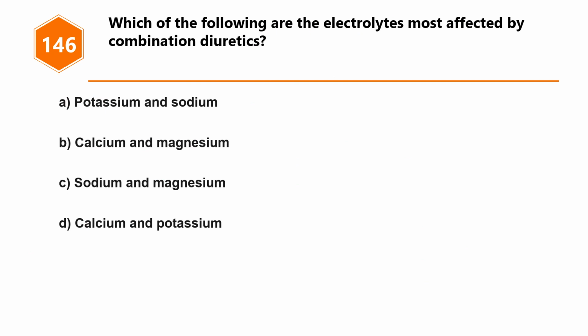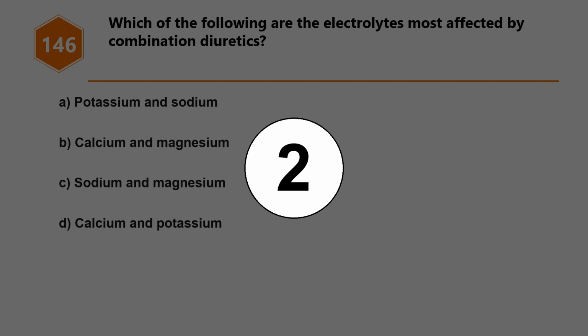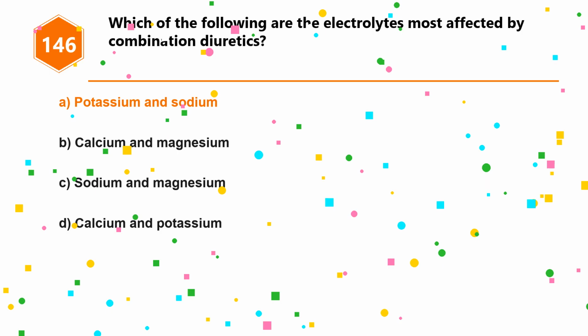Question 146. Which of the following are the electrolytes most affected by combination diuretics? Option A, potassium and sodium. Option B, calcium and magnesium. Option C, sodium and magnesium. Option D, calcium and potassium. The correct answer is option A, potassium and sodium.